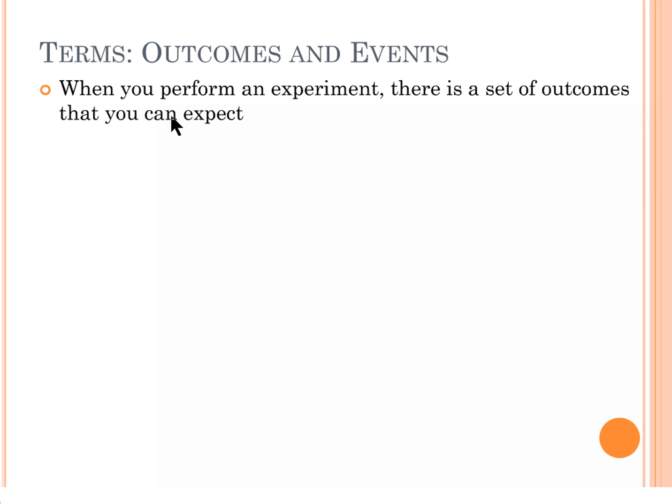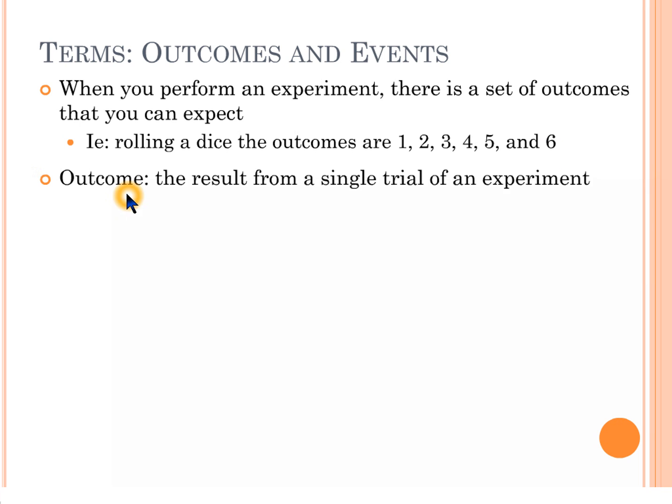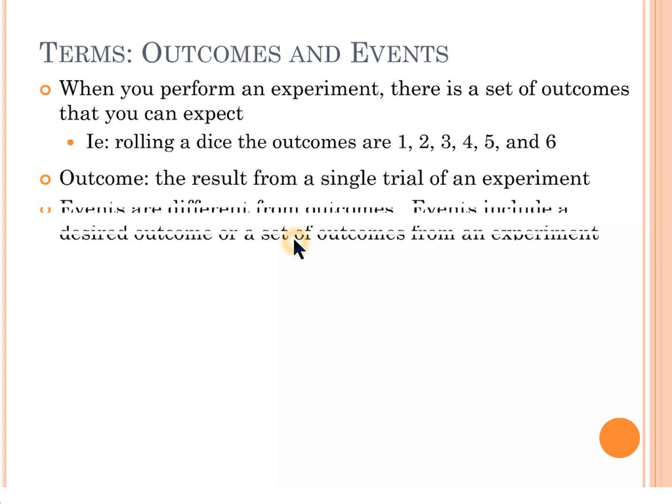So when you perform an experiment, there is a set of outcomes that you can expect. Example: if we roll a dice, we could expect numbers like 1, 2, 3, 4, 5, and 6. Remember, a dice has 6 sides, and each side is numbered. Now, an outcome is basically the result from a single trial of an experiment. Okay, so the outcome is just a result. Now, events are different from outcomes. Events include a desired outcome or a set of outcomes from an experiment. So the key thing is events include a desired outcome.